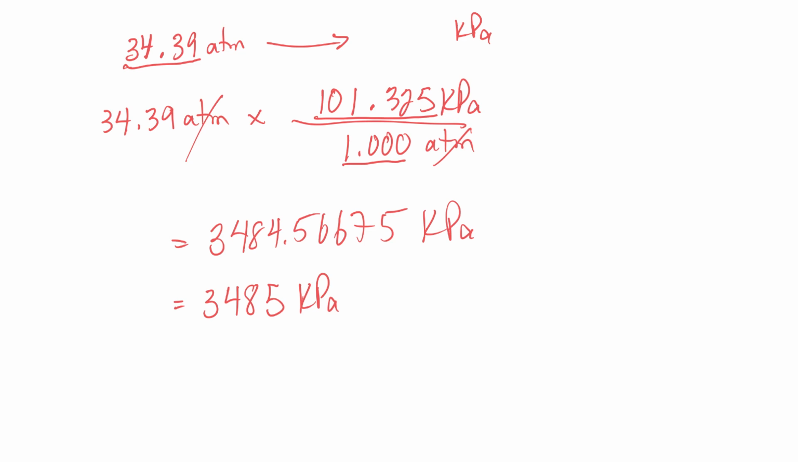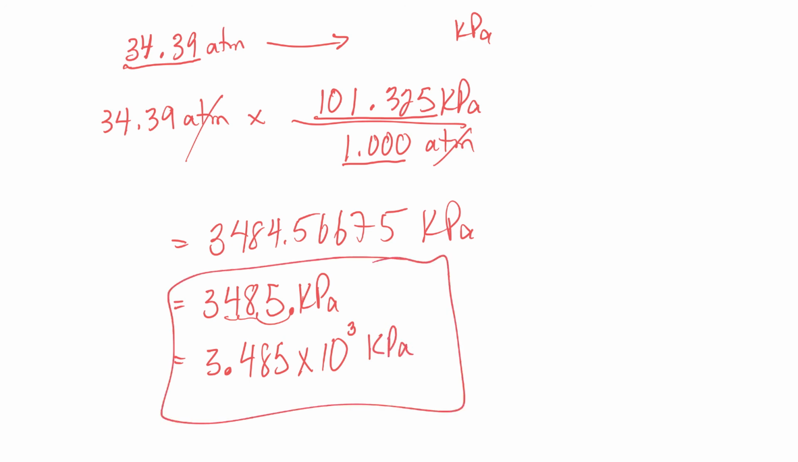If you wanted to change it to scientific notation, move the decimal from where it's at. So 1, 2, 3 over there. So it'd be 3.485 times 10, and since this is a big number, we moved it over 3, it'd be a positive 3 kilopascals. Both those numbers perfectly correct.